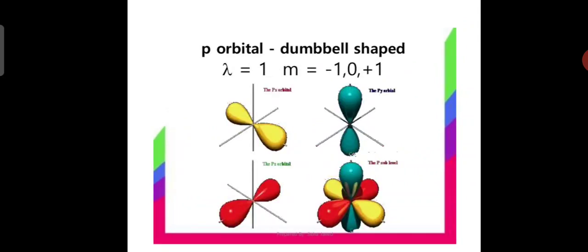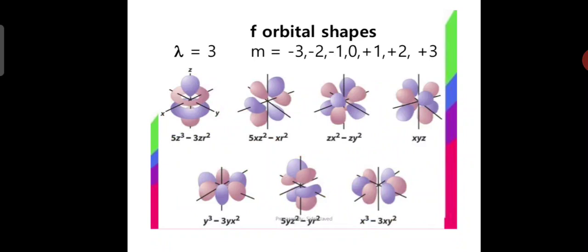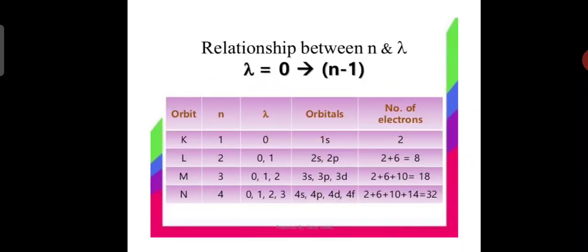Next, the P is dumbbell shape. That is what it looks like, and it has different orientations. Next, you have the D orbital. That is what D looks like. It's diffuse. And the F has 4 lobes, our F orbital. I just showed you what they look like.